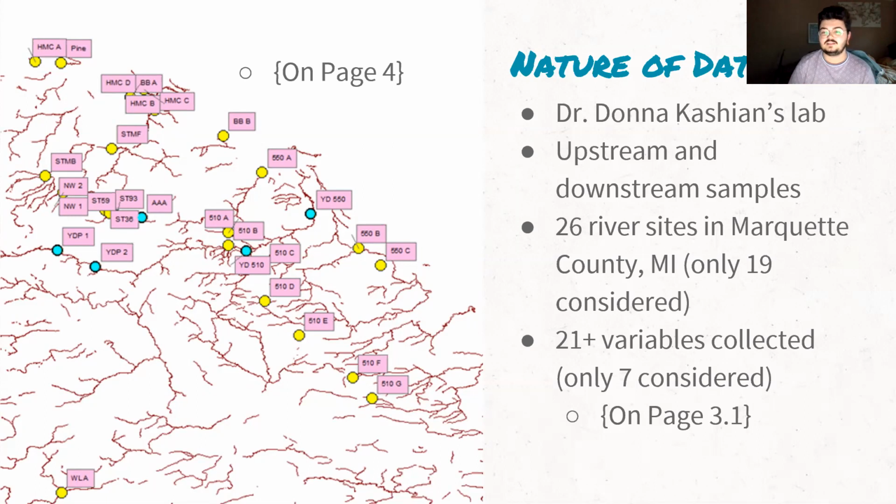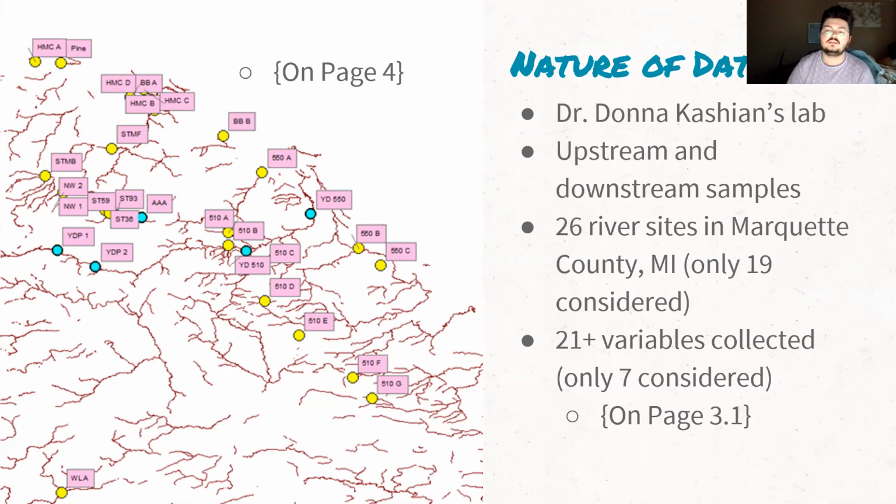So the data was collected through upstream and downstream samples of 26 different water sites in Marquette County, Michigan. Looking at the Upper Peninsula, it's sort of in this region, if I remember correctly. However, due to inconsistencies within the data, only 19 of those sites are going to be considered, and those are going to be outlined later in the presentation.